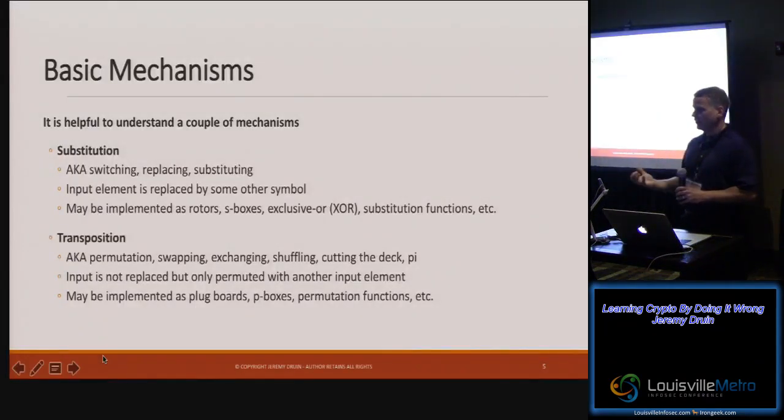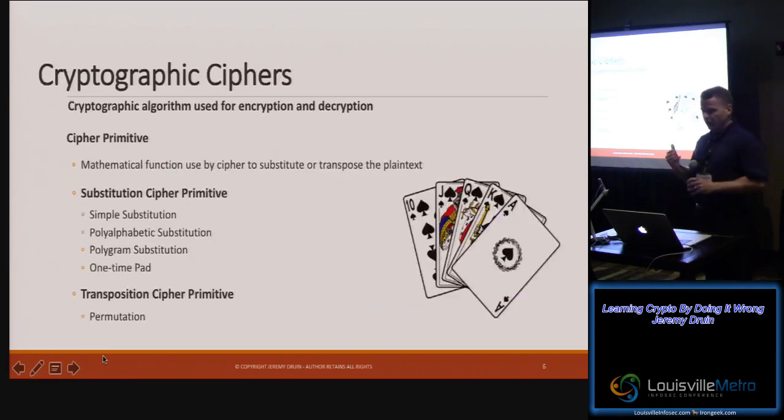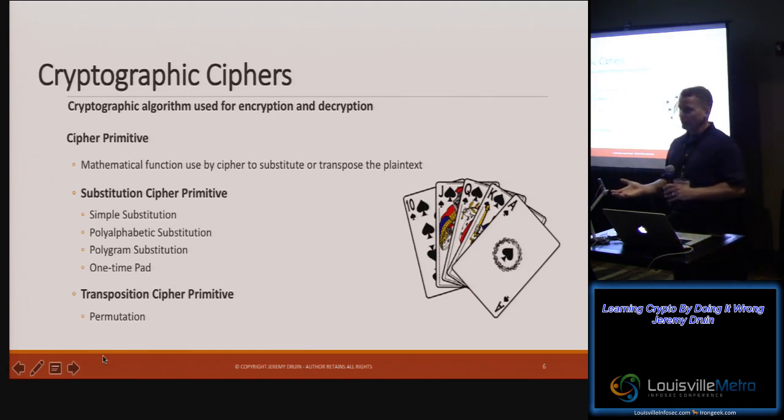So in the transposition, what you're doing is you're actually shuffling the deck. You're not changing any of the characters that were in the original plain text, but you are permuting them or moving them around. So with the substitution cipher, we have 4 basic different types, and they're all kind of variations of each other. And then transposition, basically you just have permutation or shuffling.